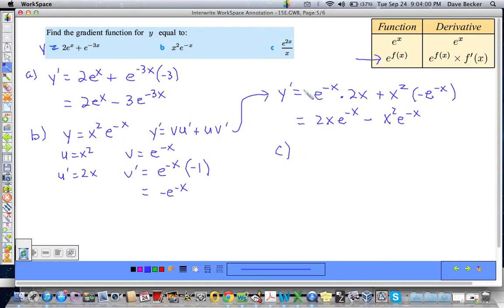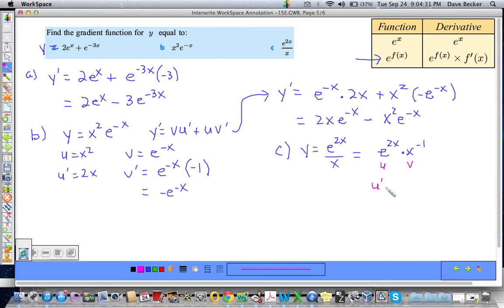e to the 2x over e to the x. Now, if I don't have to use the quotient rule, I'm not going to. So I'm going to rewrite this as e to the 2x times x to the negative 1. The product rule is easier than the quotient rule. So again, using the product rule, I know that, let's see, this is my u, just so I don't have to rewrite everything again, and this is my v.